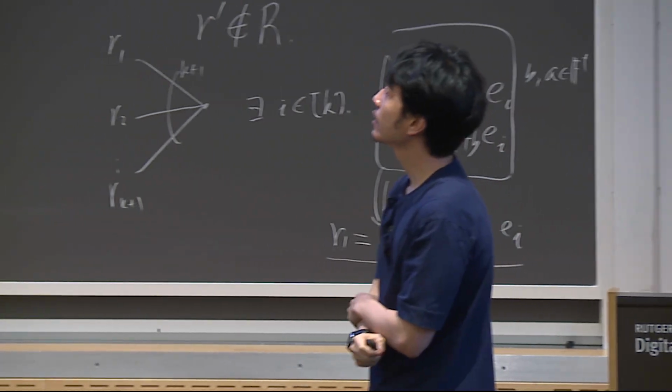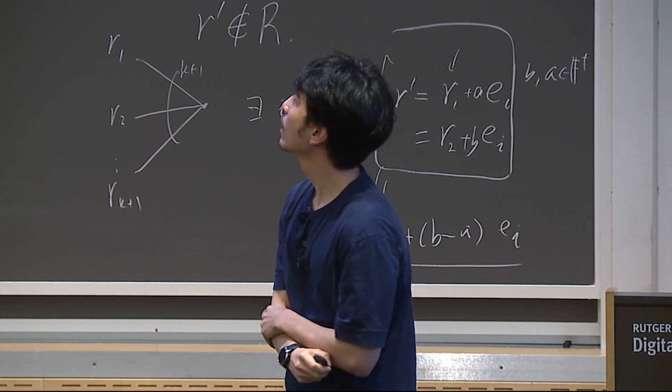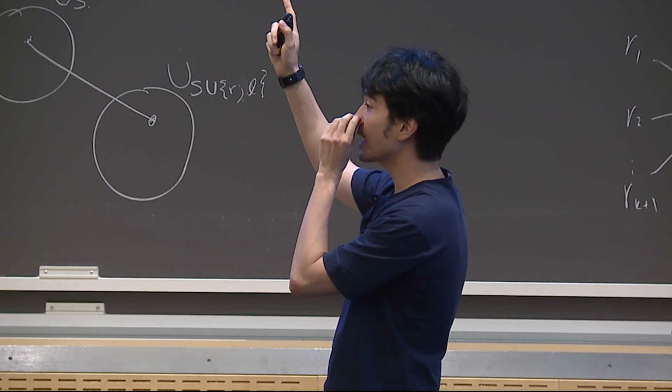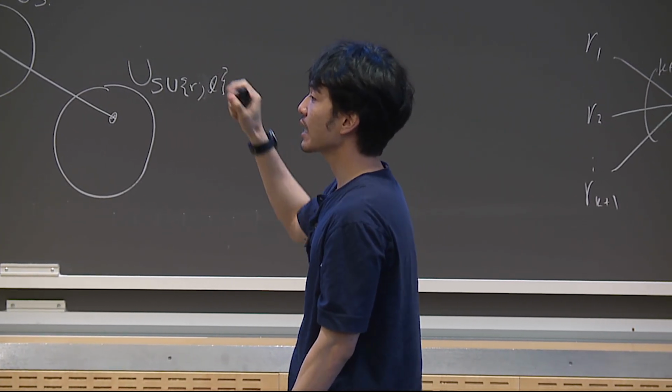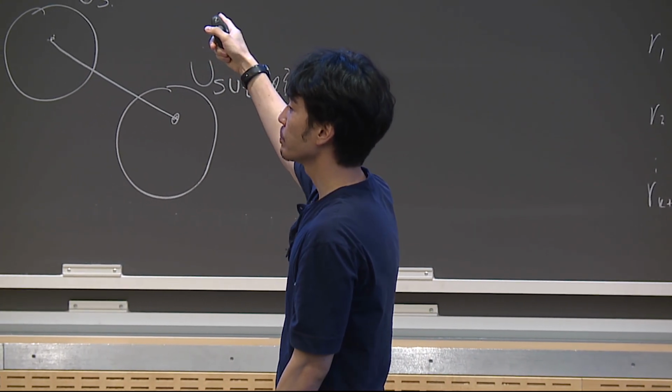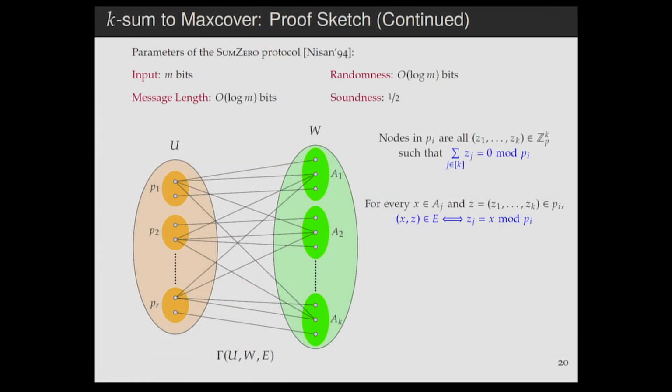Yes. A1 to AK are the input to the k-sum problem. So in k-sum, you have k sets A1 to AK, and in each AI, you have a bunch of numbers. So each of the numbers becomes one vertex. Yeah, so the size of the graph on the right-hand side is n, right? The same as the size of the k-sum problem.